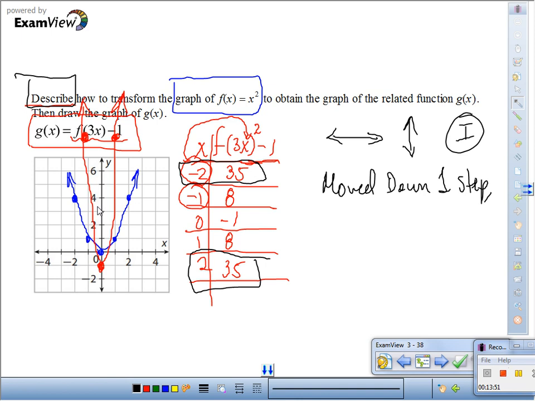Stretched or compressed, what did it do? It stretched, so we write stretched. In which direction? Vertically or horizontally? Vertically. And in parentheses, put by what we stretch it, it says by 3/10 cubed.